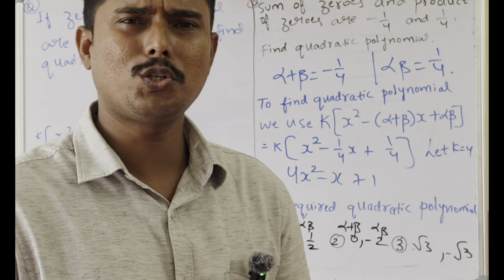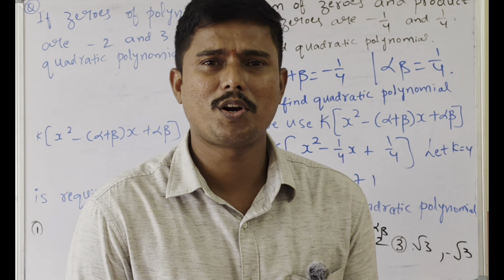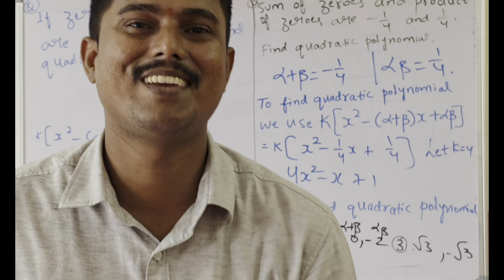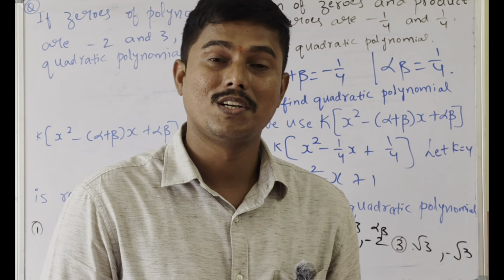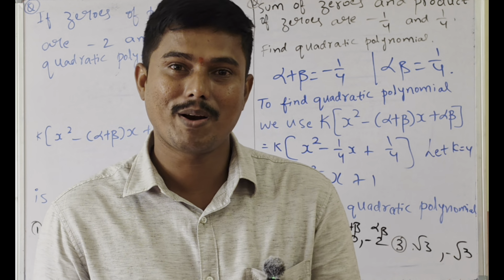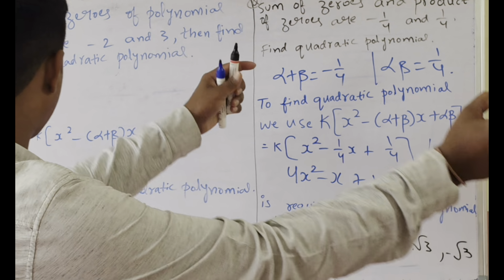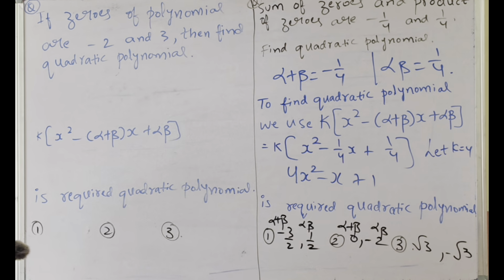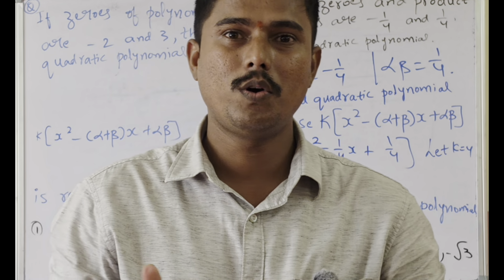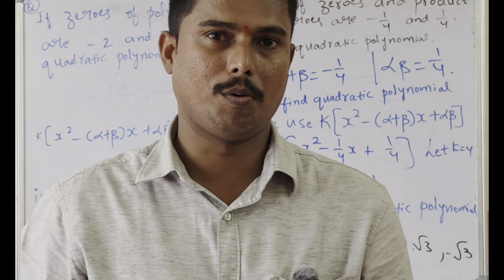Now, you told us when the sum of zeros and product of zeros are given. What about when zeros are given? Last class we found zeros. Remember the last class zeros? What are they? 4 and minus 2. In the same way I gave you some zeros here. The zeros are minus 2 and 3. How to find the quadratic polynomial?